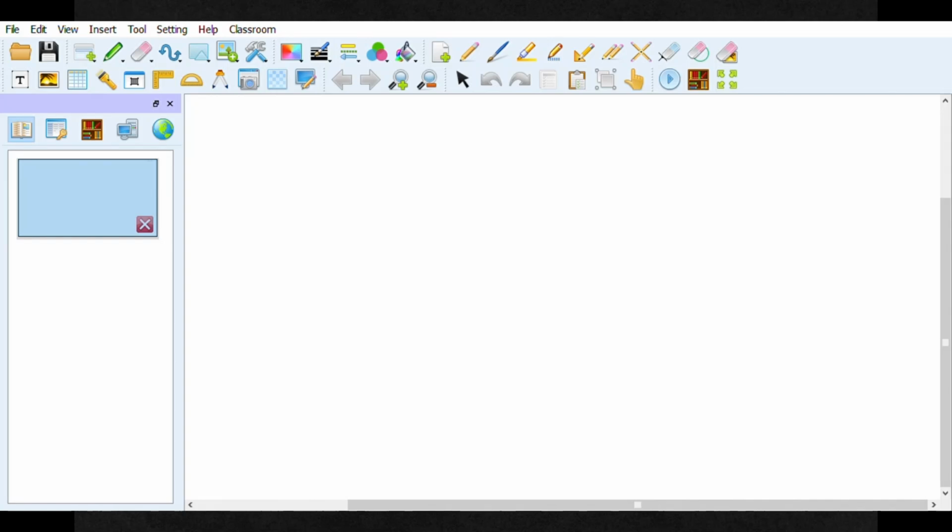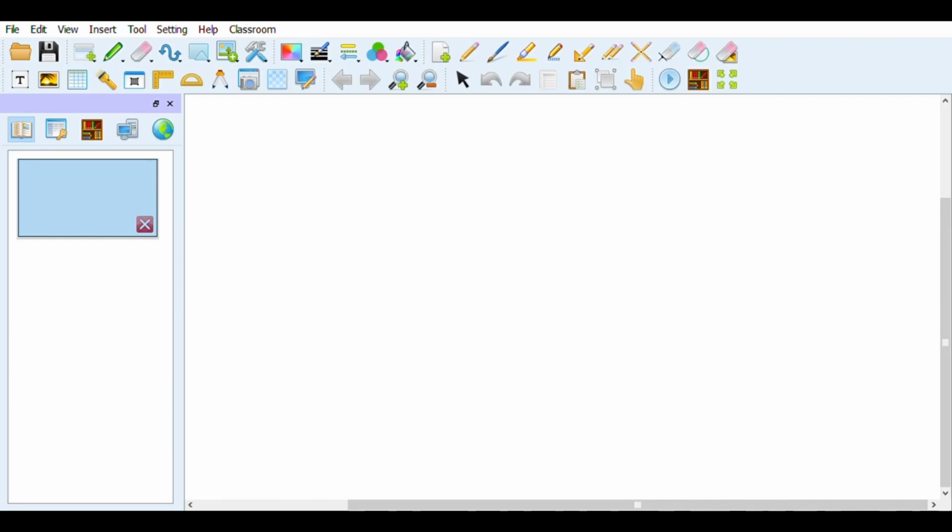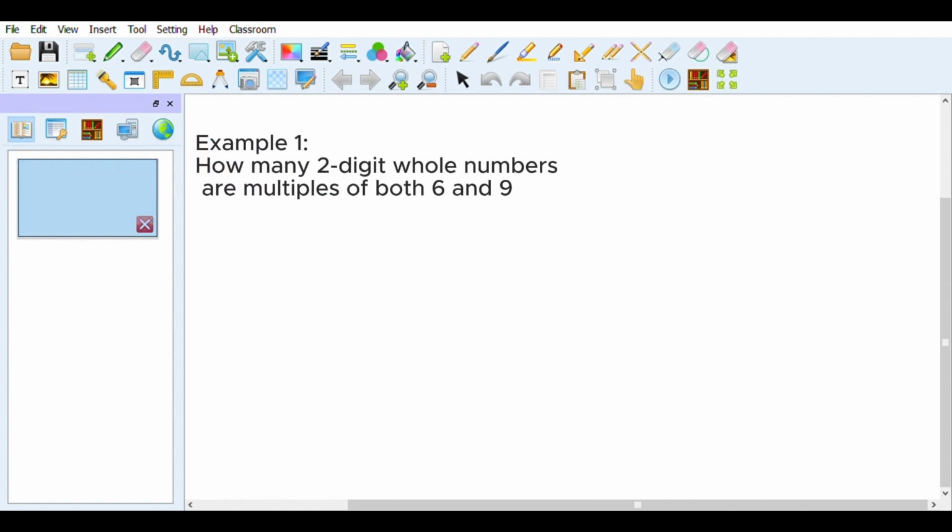Welcome to class today. Today we're going to be performing some reasoning questions. These are math questions, but they require you to reason properly. In our first question, let's take this question. This question says, how many two-digit whole numbers are multiples of both 6 and 9? Look at this question very well.